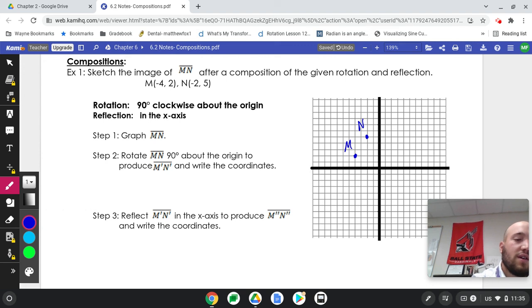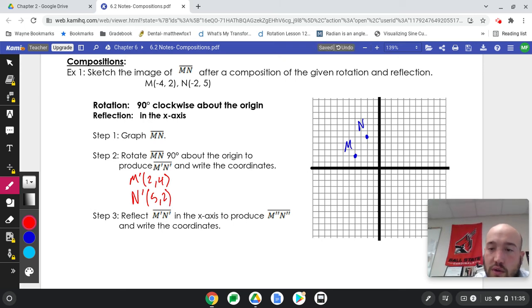So in our case, M prime. If we turn it 90 degrees clockwise, M prime will become 2, 4. Meanwhile, N prime will become 5, 2. So I plot those points 2, 1, 2, 3, 4, and 5, 1, 2. And that is, let's see, so M prime and N prime. Okay, now we need to connect those dots. I forgot to at the beginning.